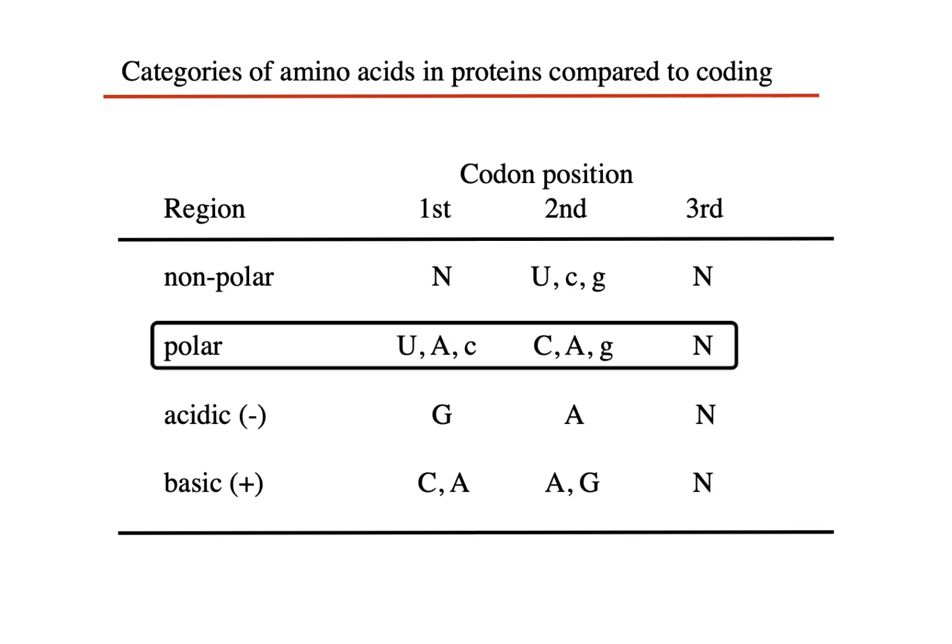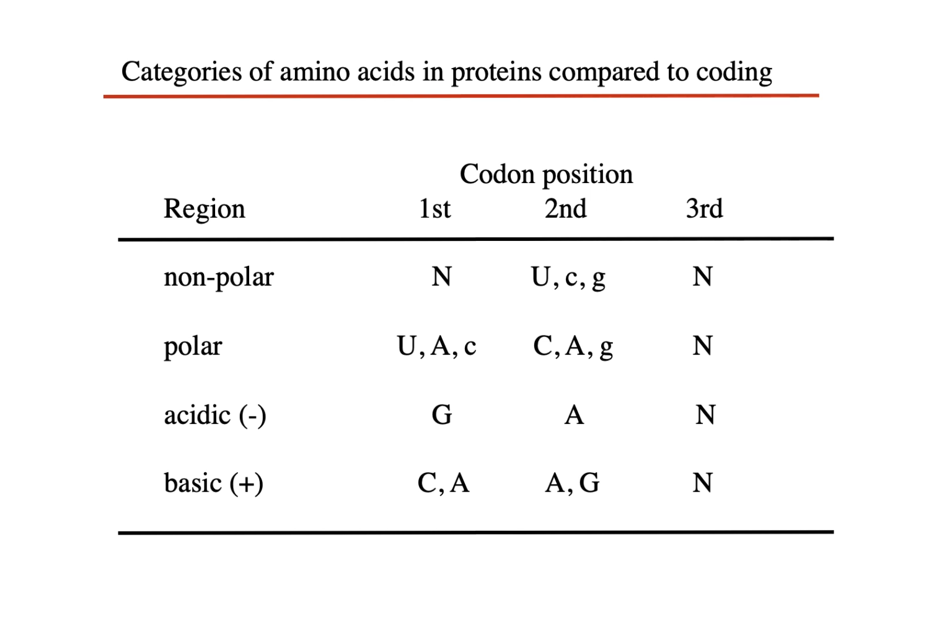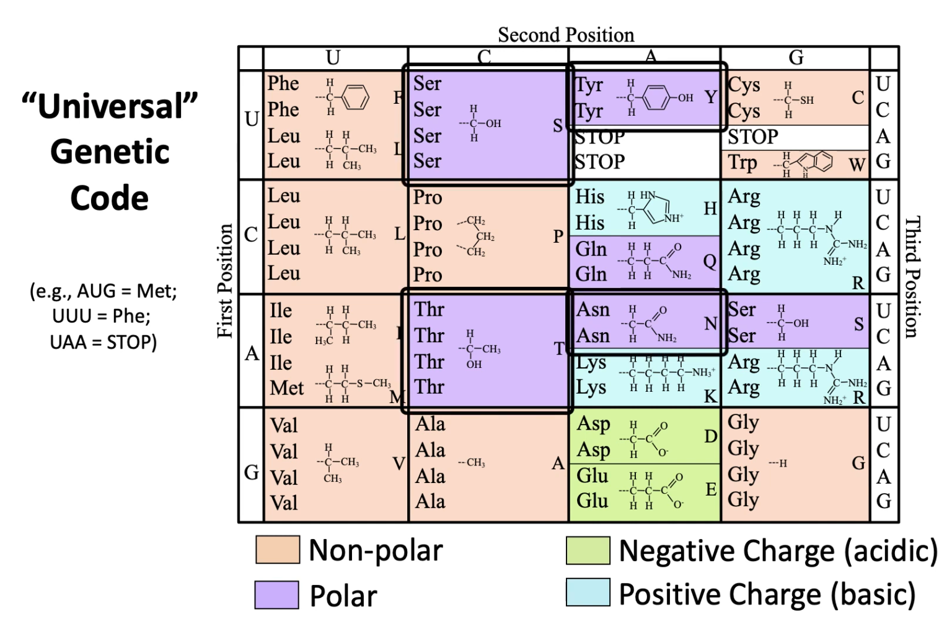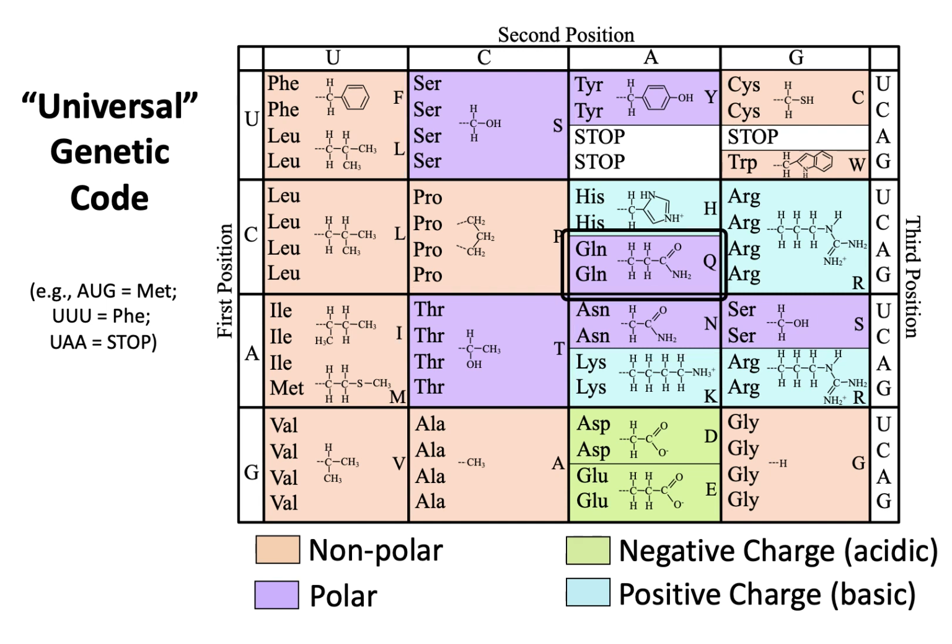And then the polar amino acids usually have a U or an A in the first position of the codon and a C or an A in the second position of the codon. And you can see here that U and A are the most common in the first position, and the C or an A in the second position are the most common. Glutamine and serine here don't quite fit in to that, but I'll explain that later. Those were later arrivals to the genetic code.